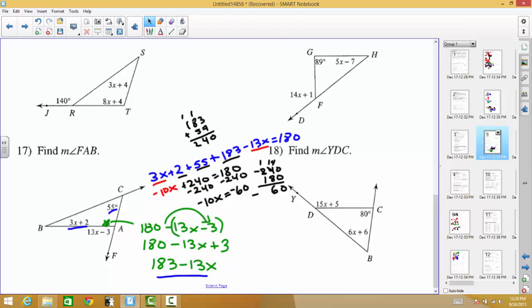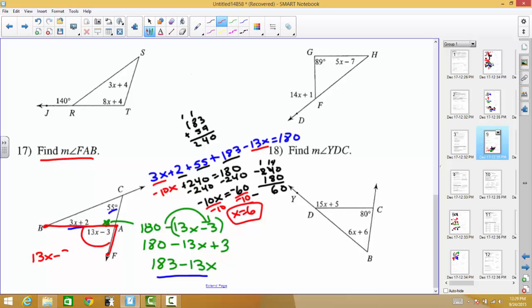What a great problem to end on. It's so nice and whole. When you divide both sides by negative 10, you get x is 6. So excited, but we are not done. The question says find the measure of angle FAB. Fabulous. That is this. 13x minus 3. So you need to plug 6 in for x and solve.